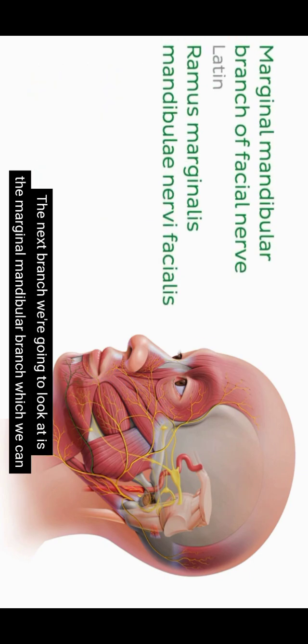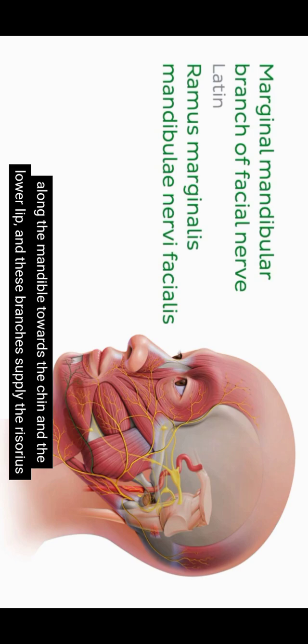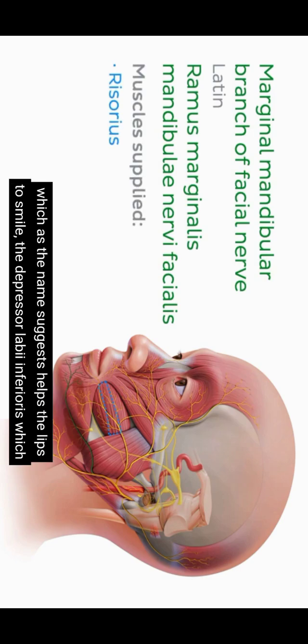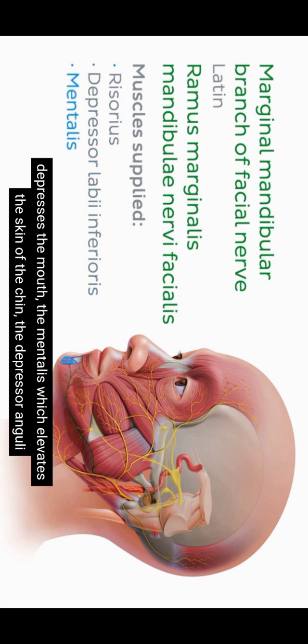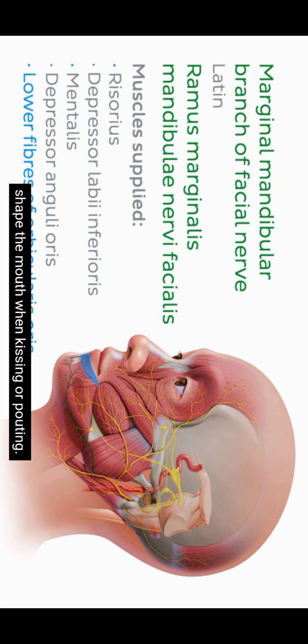The next branch we're going to look at is the marginal mandibular branch, which we can see here highlighted in green. And there are usually 2 branches which descend in course along the mandible towards the chin and the lower lip. And these branches supply the risorius, which as the name suggests helps the lips smile, the depressor labii inferioris, which depresses the mouth, the mentalis, which elevates the skin of the chin, the depressor anguli oris, which helps with frowning, and the lower fibers of the orbicularis oris, which help shape the mouth when kissing or puckering.